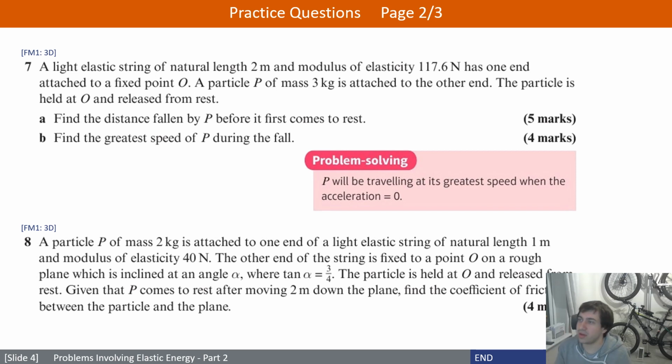Okay, and now have a go at these 2. Note that in question 8 you need to use coefficient of friction. Throughout all of these, I would suggest using the KE plus change in GPE plus change in EPE equals W in minus W out. Particularly for number 8, because you've got friction going on there as well. So give these two a go. You can pause the video now.